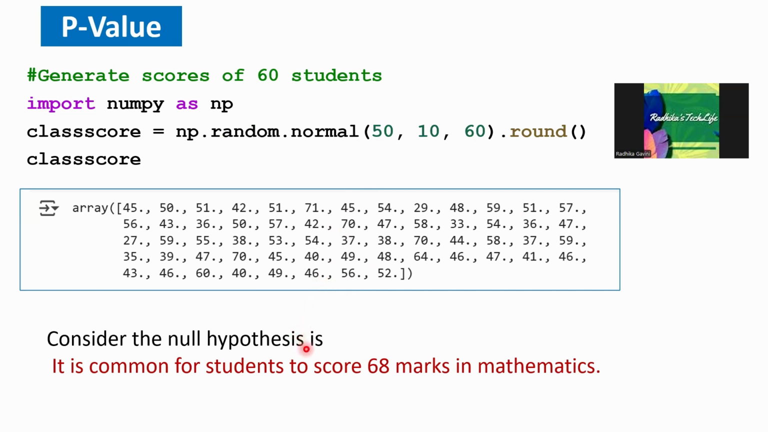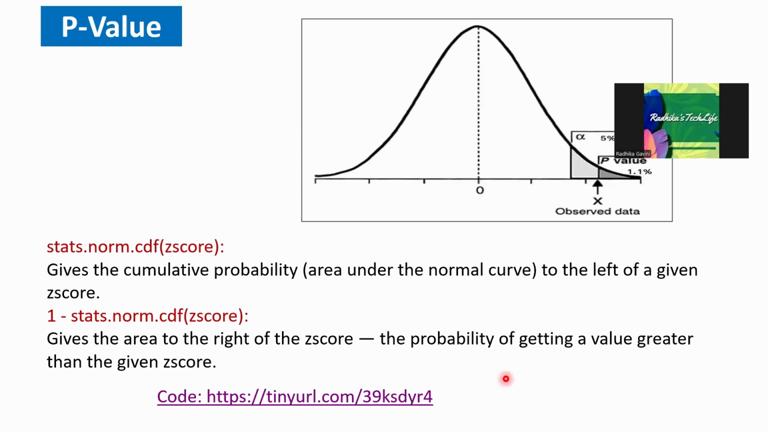Now let us consider the null hypothesis: it is common for students to score 68 marks in mathematics. Now we have to decide whether this null hypothesis has to be rejected or it should not be rejected. For understanding that, let us see the two functions in stats in Python, stats.norm.cdf of z-score for the given z-score.